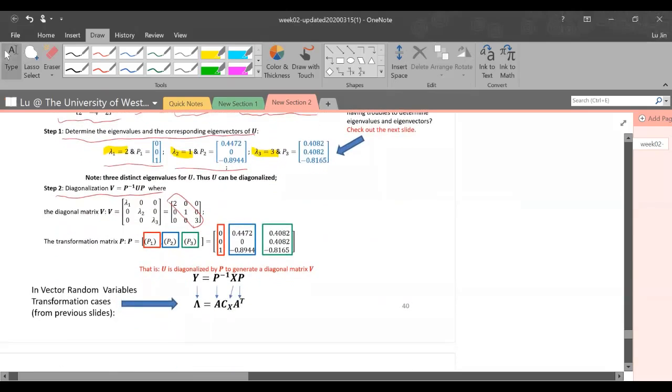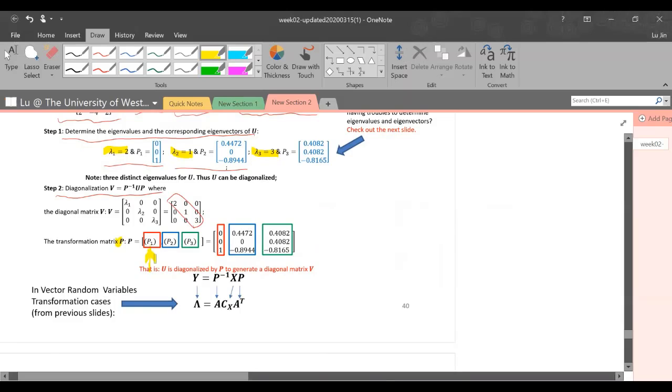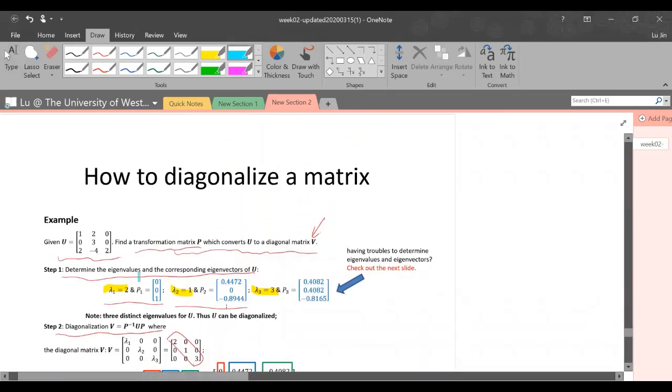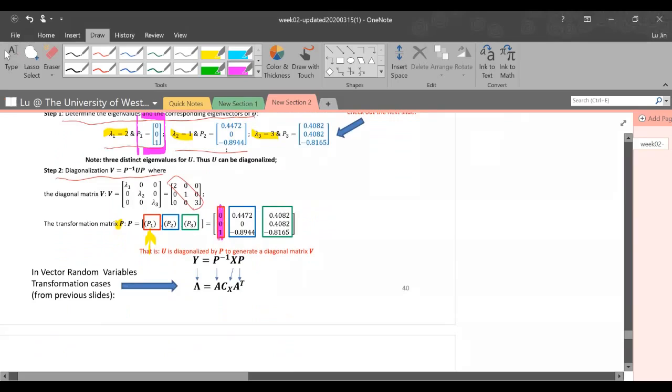Okay, and the corresponding transformation matrix P should be an n by n square matrix. N by n means n rows, n columns. In this case, n equals 3, so 3 by 3, right? It must have 3 columns. Each column, for example, column 1 should be the first eigenvector corresponding to the first eigenvalue. In this case, we are getting that eigenvector from here, 0, 0, 1. So this column vector will be given as the first column in the transformation matrix P. And then P2, P3. So the other 2 eigenvectors are given here.